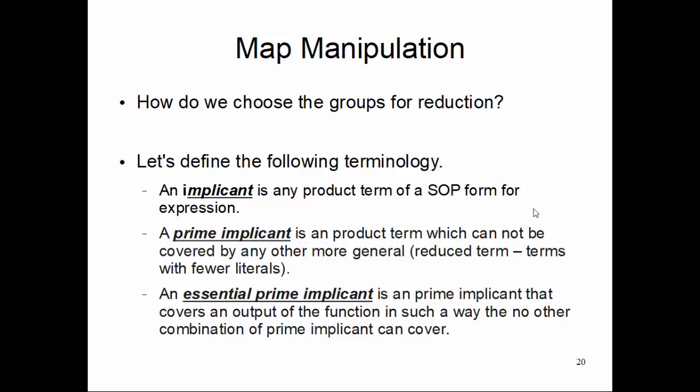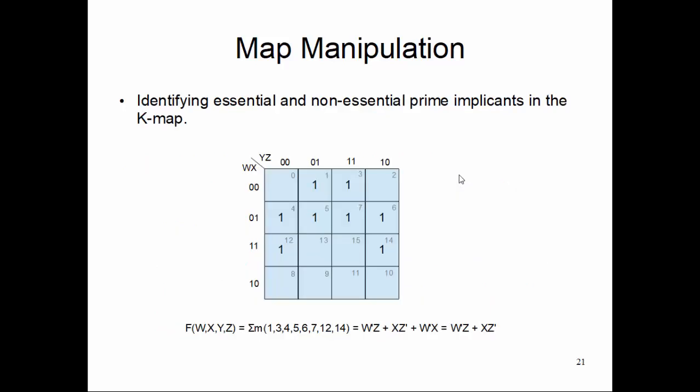That's the prime implicant. Now, an essential prime implicant is a prime implicant that covers an output of the function in such a way that no other combination of prime implicants can cover it. Let's take an example and see that, to understand the concept. For variables w, x, y, z, the function is the sum of minterms 1, 3, 4, 5, 6, 7, 12, 14, which essentially will become w bar z and x z bar, but I'm just trying to show you in the example.